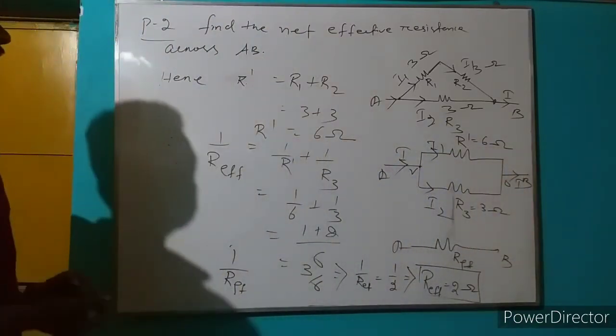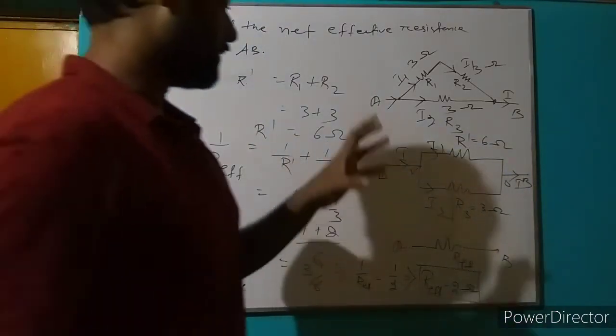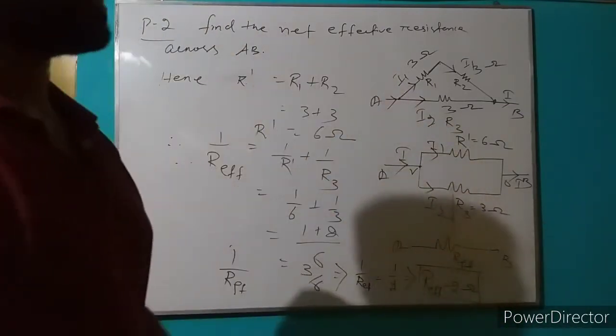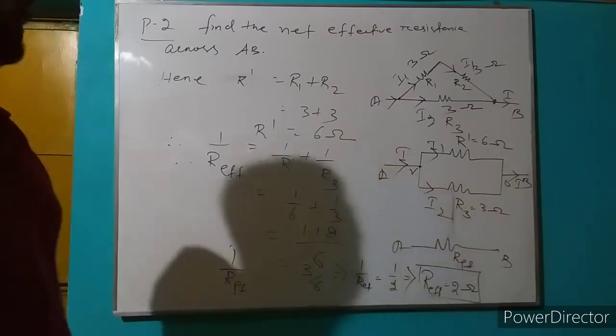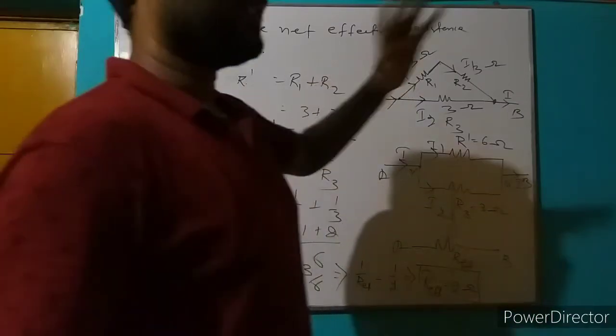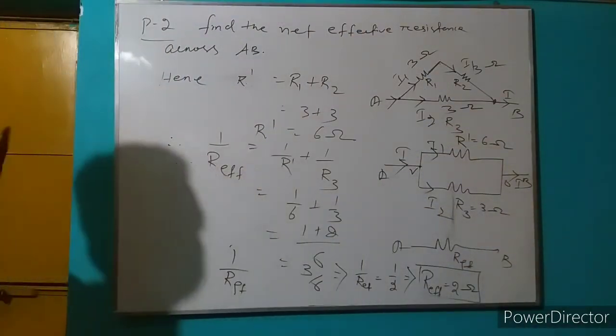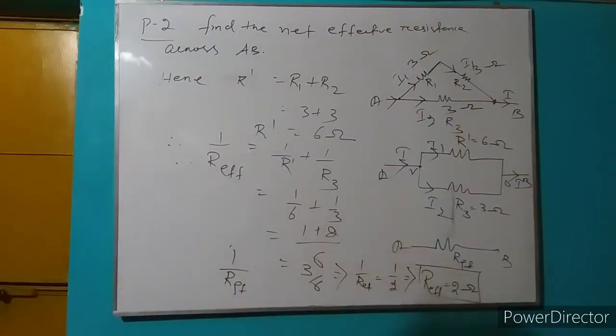Therefore in a parallel combination, the net effective resistance should be less than that of the individual resistances connected in parallel. But in series connection, the net effective resistance is always more than that of each of the resistors. Clear? Now I am going to discuss the next problem.